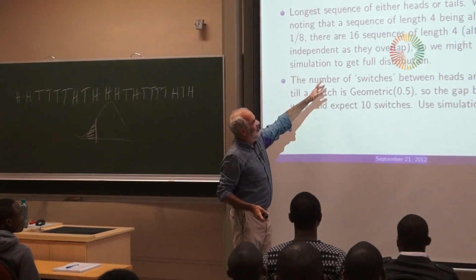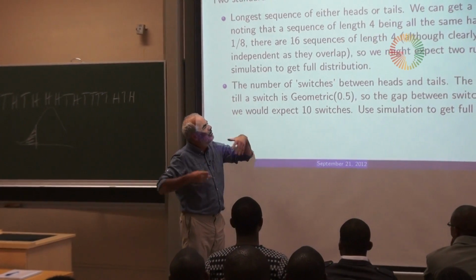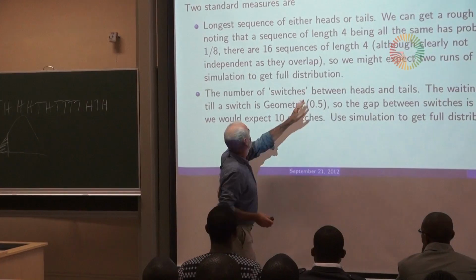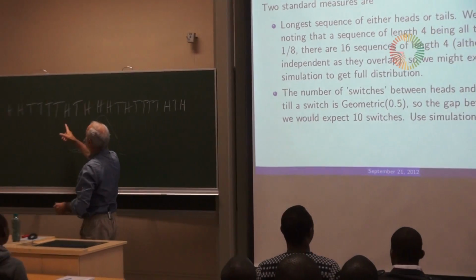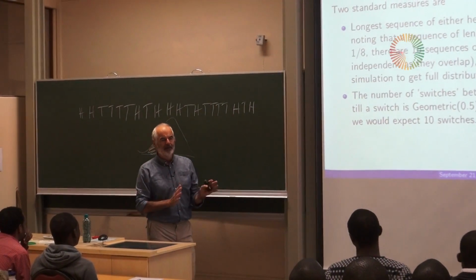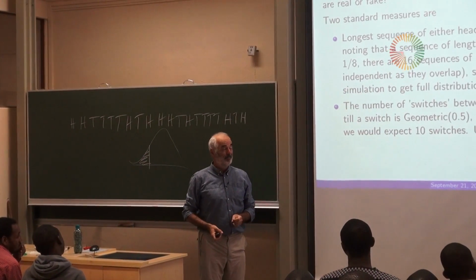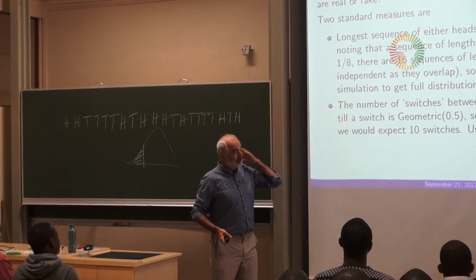There's 16, in fact, although they overlap, of course. So we might expect roughly 2 runs of 4 in any sequence. That's a very rough calculation. It's probably too much. But I'm going to cheat.